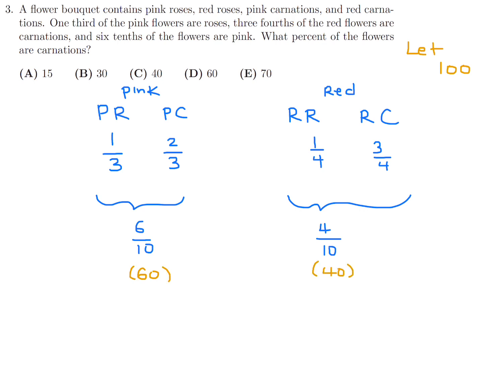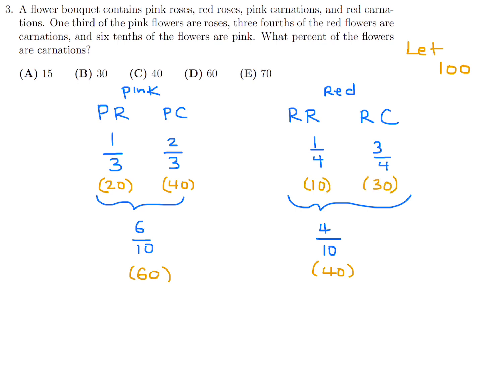And then of those 60, 1/3 are pink roses. So that means 20 are PR. And then 2/3 of the 60 are pink carnations, so that means that's 40. And then very similarly on this side, red roses comprise 1/4 of this 40, so that's 10. And then 3/4 of 40 is 30.